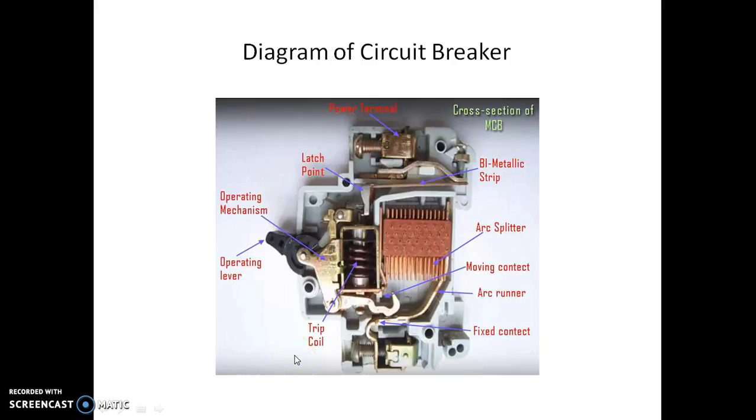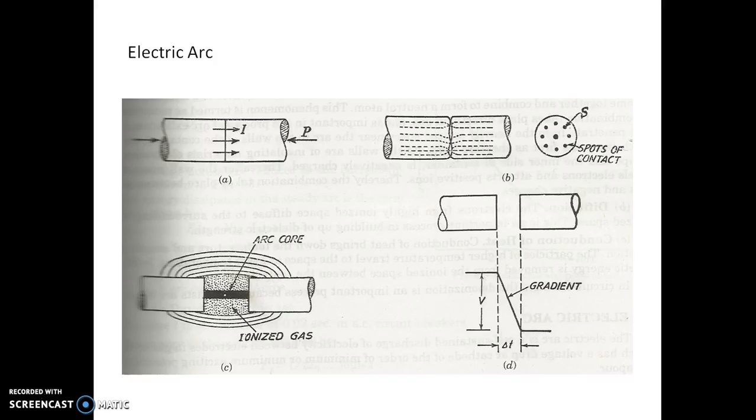If you look at the basic difference between a fuse and a circuit breaker, this entire part is replaced by a fuse wire between these two contacts in the case of a fuse, whereas here there is a mechanism that is separating these contacts.